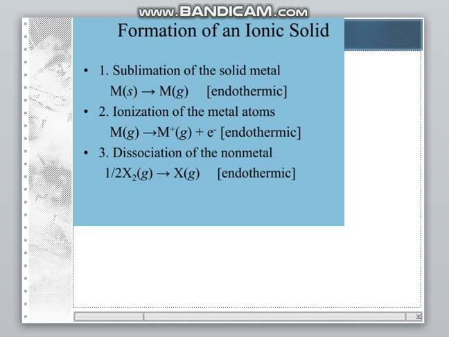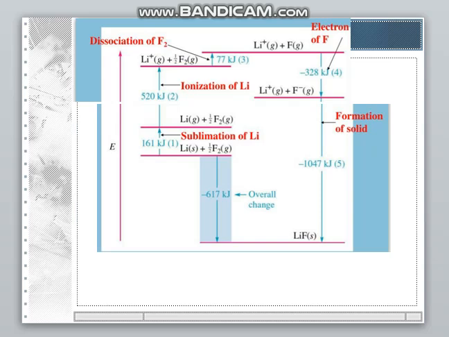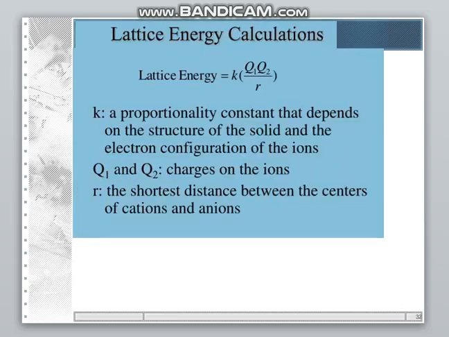Formation of an ionic bond: conversion of the metal to a gas through vaporization and sublimation, ionization of the metal, and then dissociation of the non-metal. Then the non-metal gains the electron, and positive and negative ions are held together and form the ionic compound. This is the Born-Haber cycle for the formation of ionic bond and ionic compound. Lattice energy is calculated by this formula: K is equal to Q1 Q2 over R. These are different values. Q1 and Q2 are the charges.